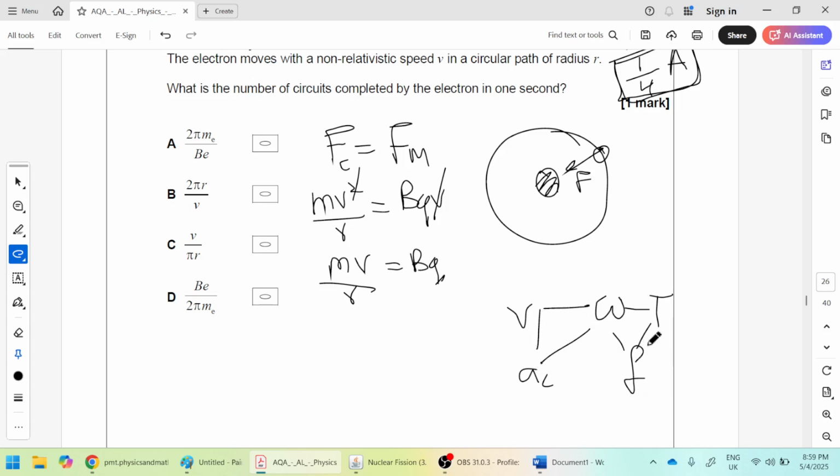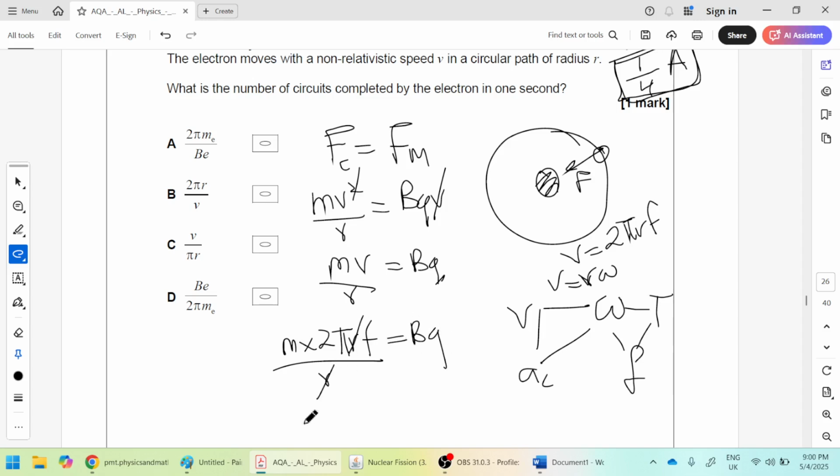And we need to bring F into it. And now we have V. So I'm thinking to connect them like this, right? Instead of velocity, I can put V equals r omega, and omega is equal to 2 pi F. So V is equal to 2 pi r F. Bring that in. So m times 2 pi F r equals BQr. The r and r get cancelled.